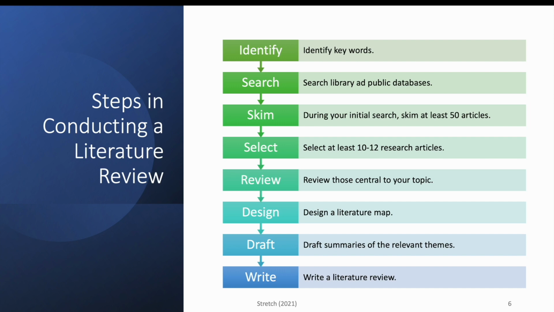Make sure that the things you're reviewing are not rabbit holes, that they're actually central to what you're doing. It's a really good idea to have some sort of map, either a verbal map like an outline, or a pictorial map, to help you understand how everything fits together. Again, focus on themes and then write your lit review.